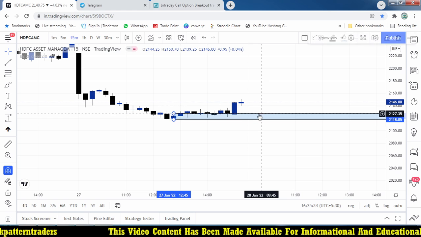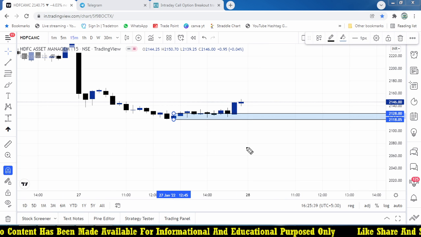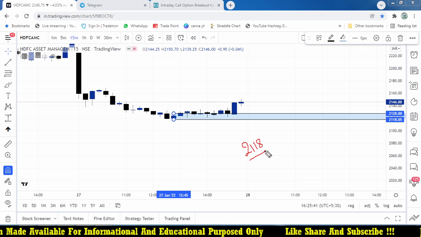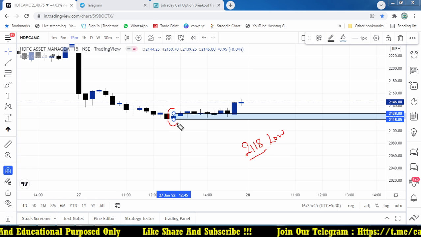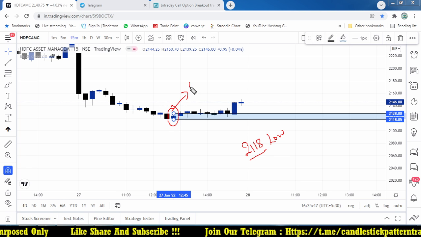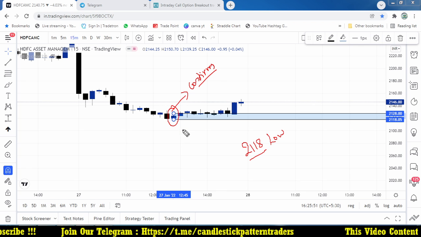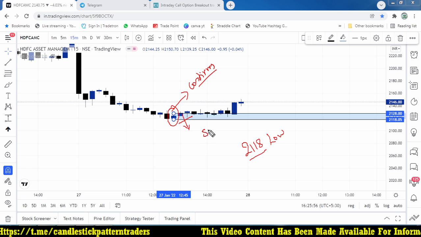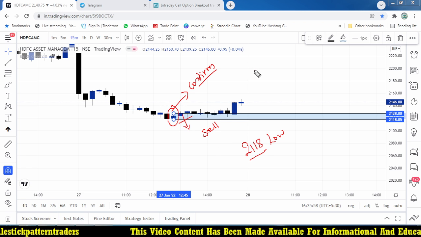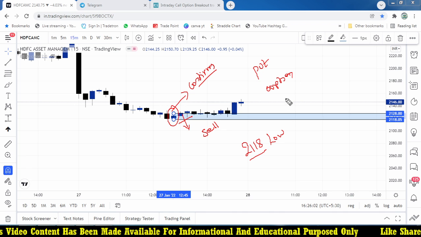So if you want to trade only the put option breakout, you should wait for this low, 2118, to be broken in the next candle. This is the candle where we send you the alert, that is the confirmation candle. We send alerts only on the confirmation candle. The next candle which breaks below the low, our signal should be a sell, because it is a put option breakout scanner.